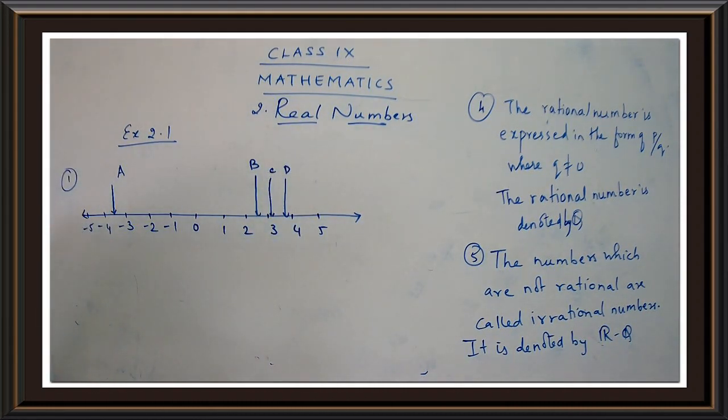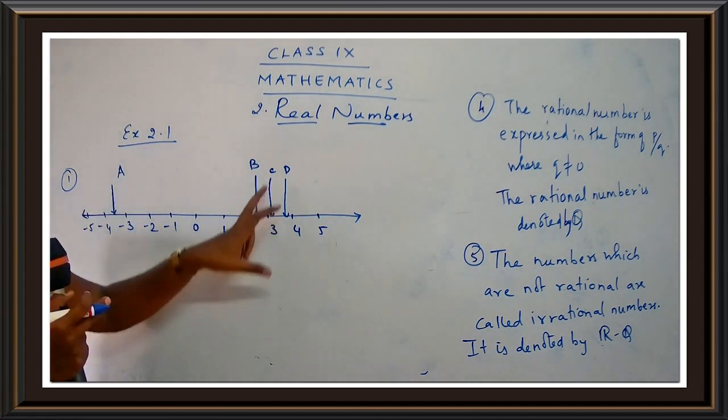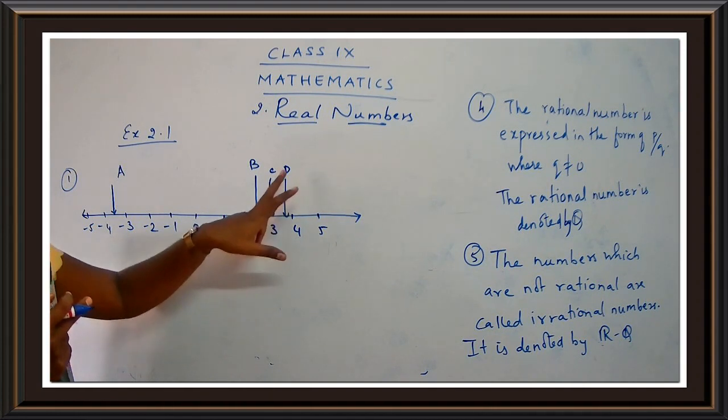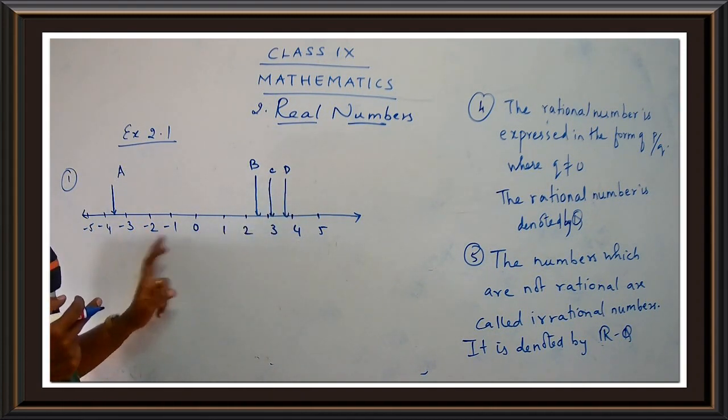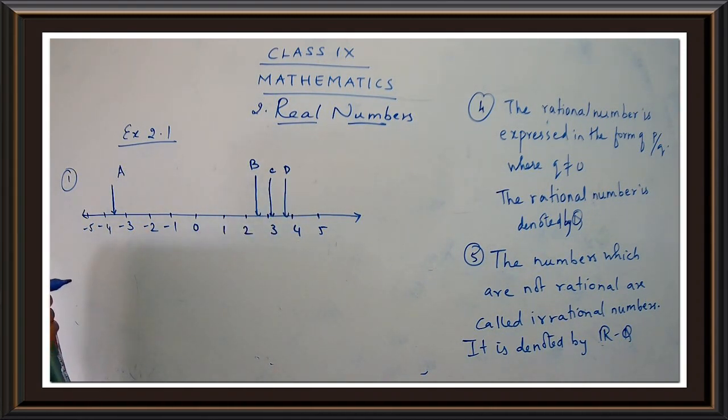Just see the position carefully. C is a little closer to 3, and D is closer to 4. So C is closer to 3 and D is closer to 4. So draw the figure with a pencil and a scale. No hand drawn work, children. You have to use your scale and pencil to draw the figure.